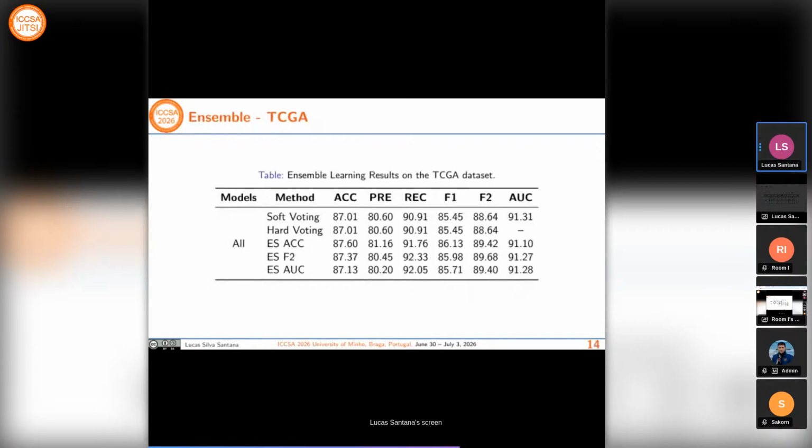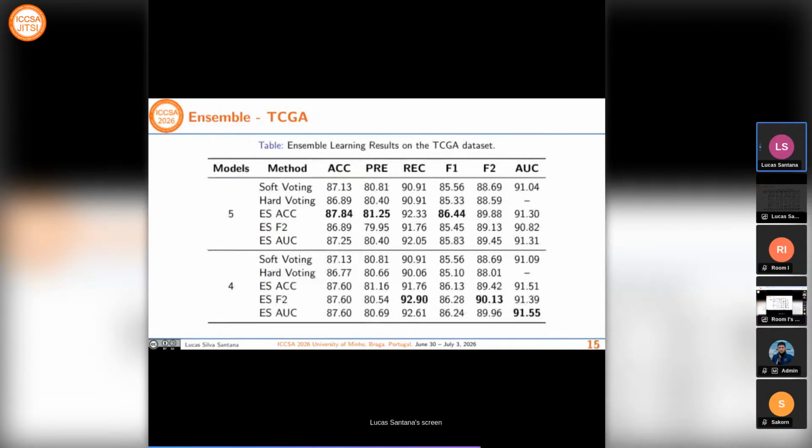In this table, we show the results when we combine all 9 classifiers into one ensemble. First, we test the traditional hard vote and soft vote approach. And then we optimize the ensemble weight using the PSO with 3 different goals: accuracy, F2 score, and AUC. Overall, the PSO ensemble consistently outperformed the conventional voting strategies. The ensemble optimized for accuracy achieved the highest accuracy, while the one optimized for F2 score got the best F2 score and recall. So this showed the effectiveness of optimizing the ensemble according to the metric that we want.